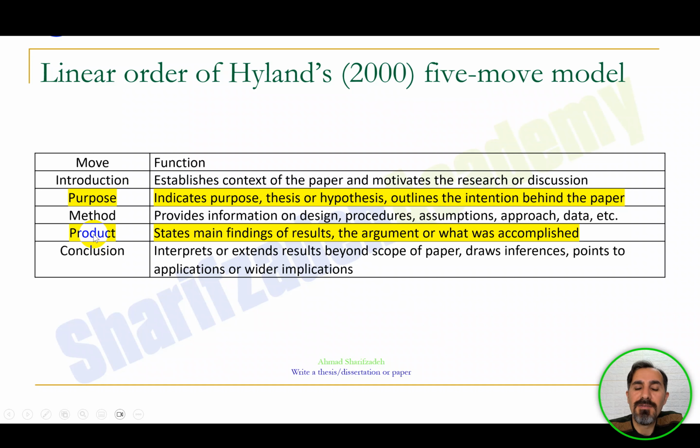In the penultimate section, you have to talk about the results of the study, the major or main findings, and at the end you have to include a conclusion which interprets and or extends results beyond the scope of the paper. It means that at the end you have to generalize your findings to a larger sample. And I believe that in addition to these five sections, you have to have another subsection at the end, which is called implications.